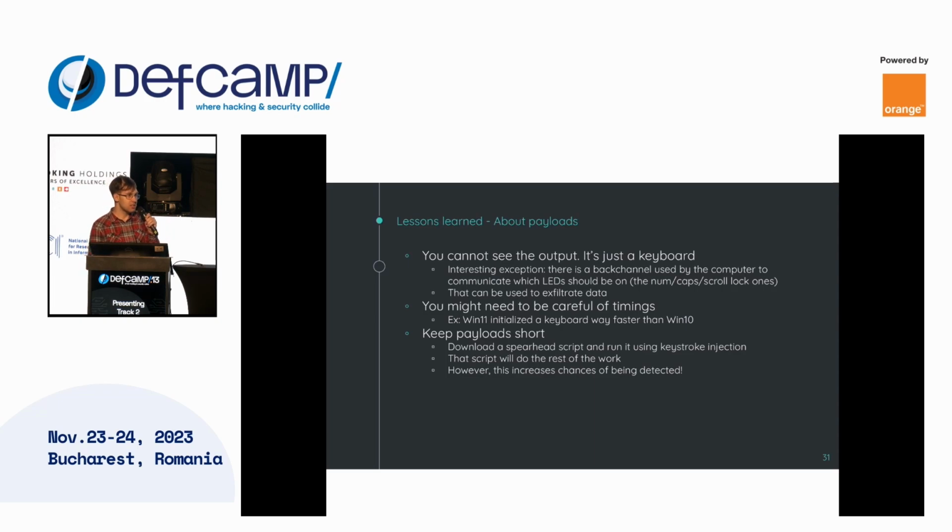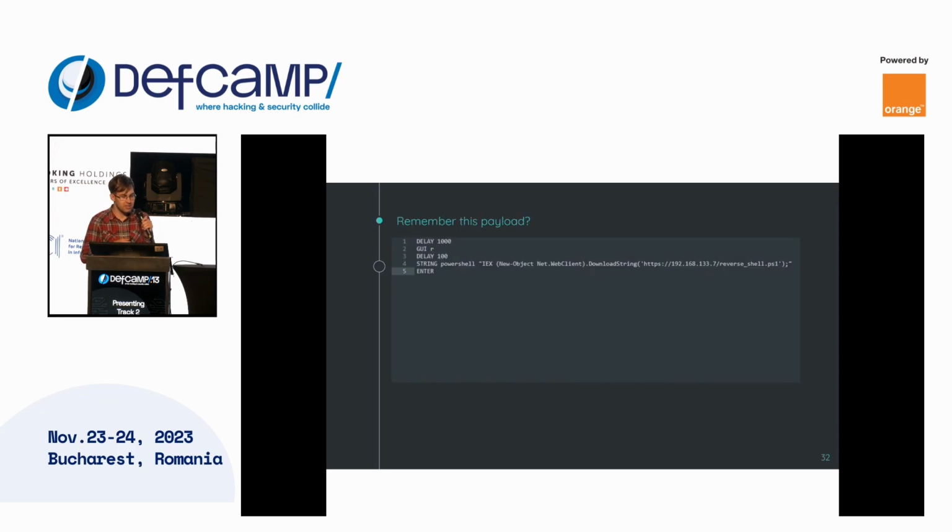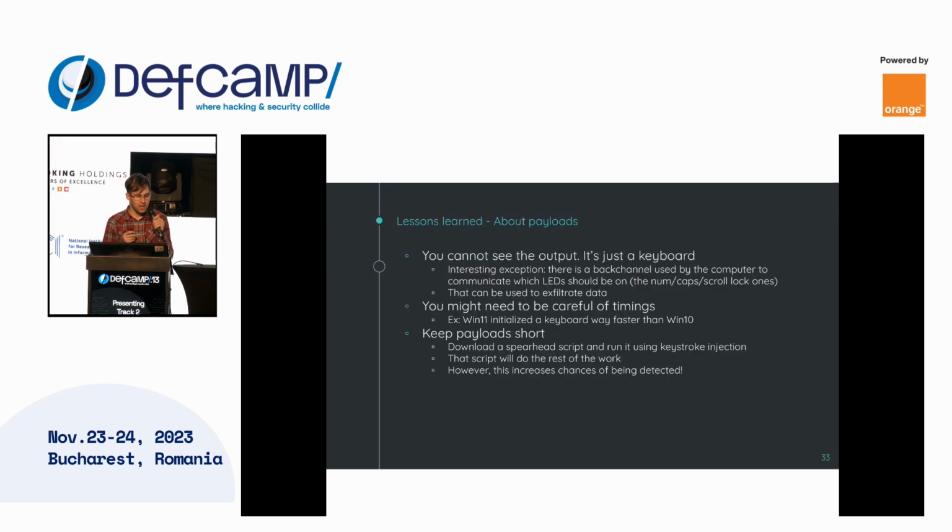And what I learned the hard way is keep payloads short. Download what's called a Spearhead script, that PowerShell script, if you remember it, this one, and use that for your logic. Use BadUSB just to trigger your Spearhead and not for doing the actual things. This way, you keep errors to a minimum. Also, I should mention that using Spearhead scripts will increase your chances of being detected if you're a red teamer. So strike a balance, I guess.